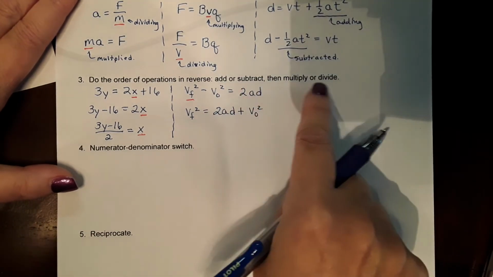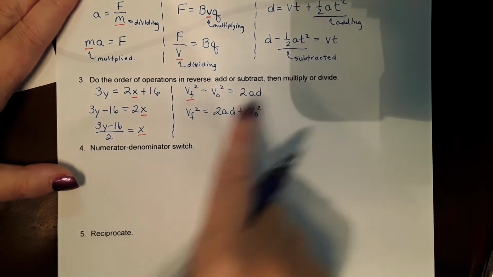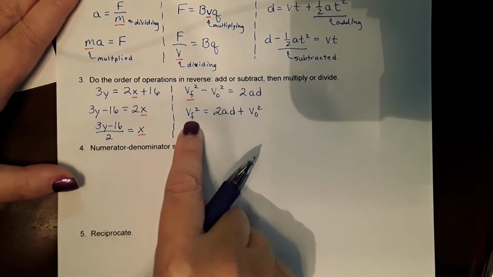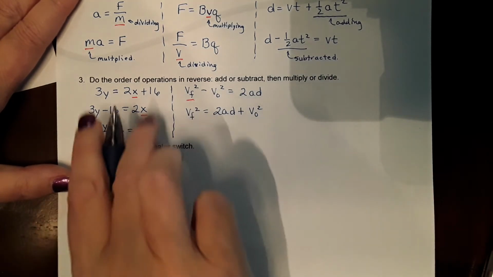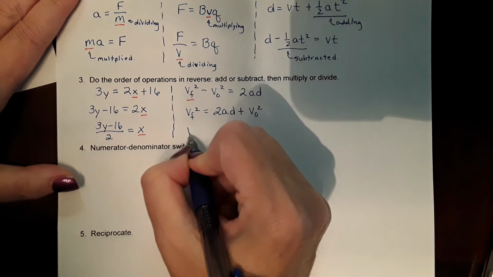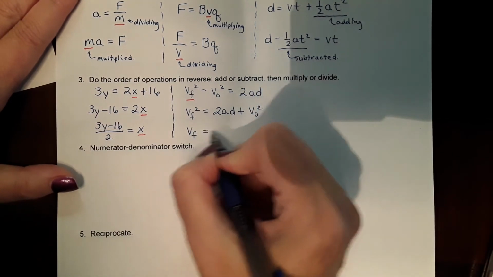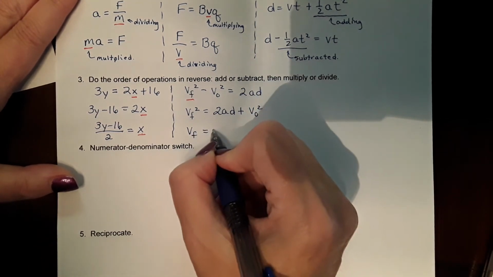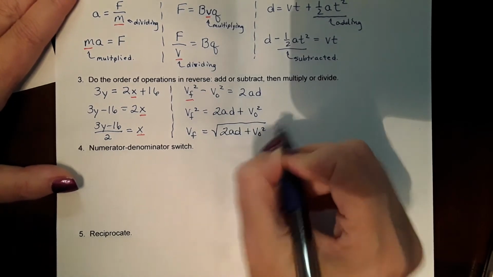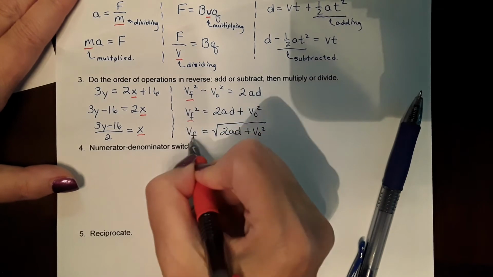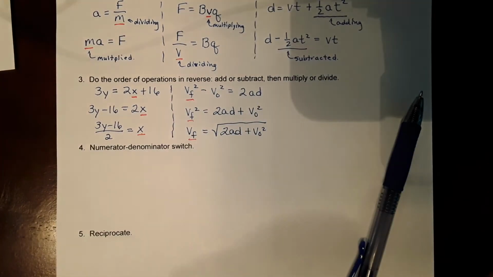Now, what comes next? Any multiplication or division? Well, no, not technically, but a square is a sort of multiplication. So what we're going to do is get rid of the square by taking the square root. And if we do that, square rooting both sides, we get VF equals the square root of 2AD plus V sub O squared. Okay, and we did that using reverse order of operations in a very simple manner.